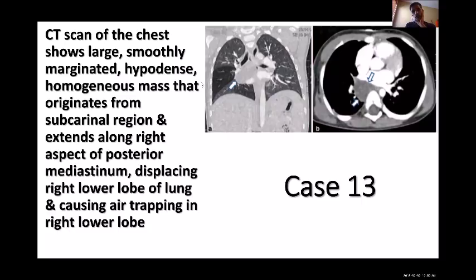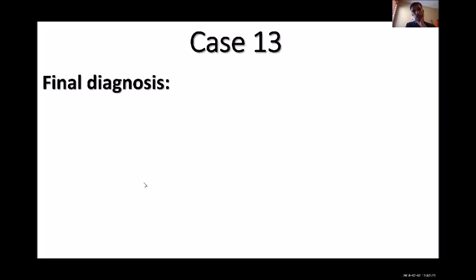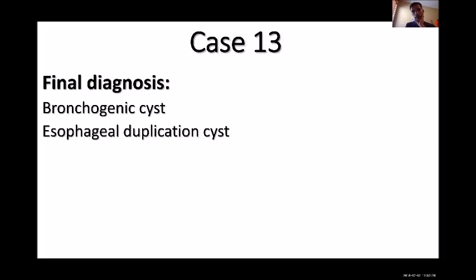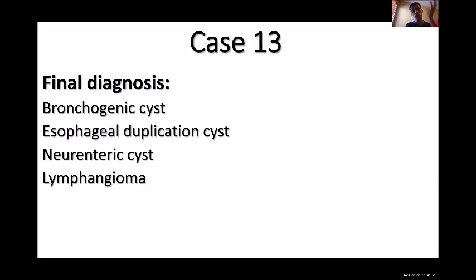So there is a large, smoothly marginated, hypodense, homogeneous mass that originated from the subcarinal region and extends along the right aspect of the posterior mediastinum, displacing the right lower lobe of the lung and causing air trapping in the right lower lobe. And it is a bronchogenic cyst. But it can also be an esophageal duplication cyst. It can be a neuroenteric cyst, and it can be a lymphangioma because it's soft tissue. Okay? Okay. Pericardial cyst.